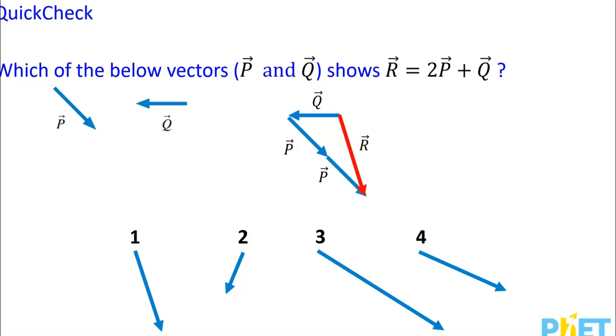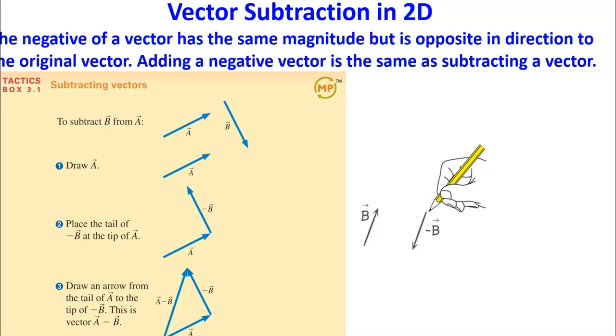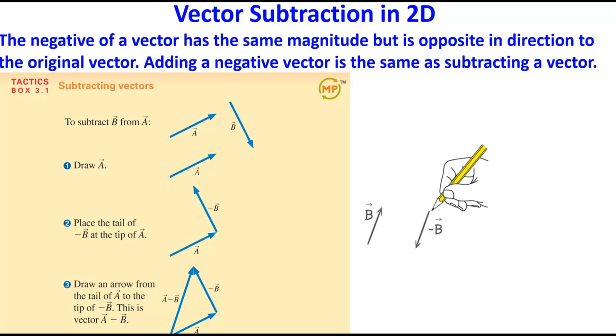So that is vector addition in 2 dimensions, also where you take a scalar and multiply it by one of the vectors, and then you add it to another vector. Let's talk about vector subtraction. Okay? Vector subtraction in 2 dimensions is this.